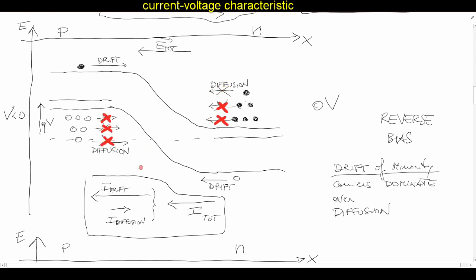Okay, so really in reverse bias, everything is ruled by the drift of these minority carriers. The minority carriers are very few. That's why I'm expecting that this current is extremely small in reverse bias. I can already anticipate that.